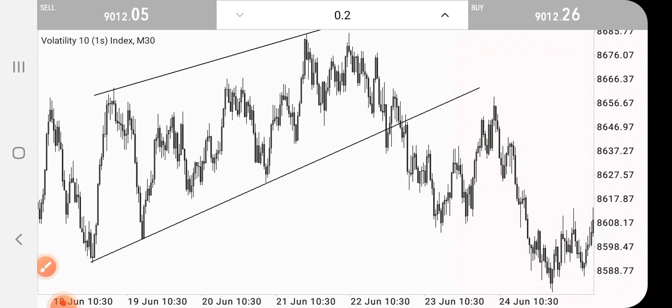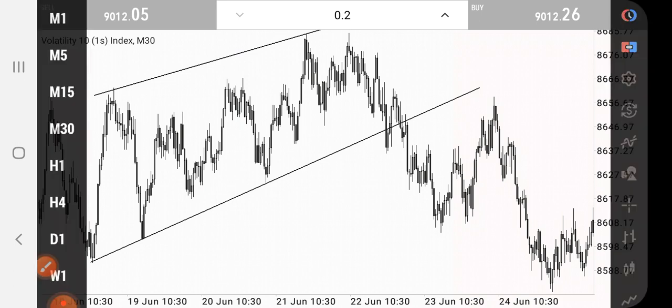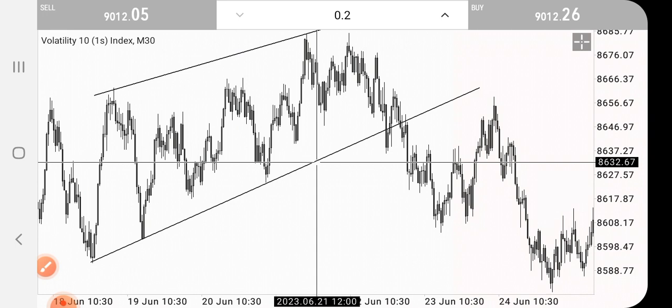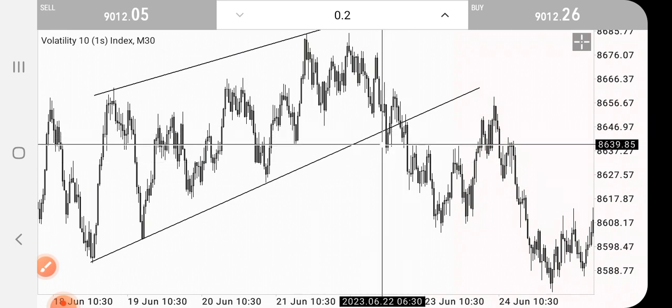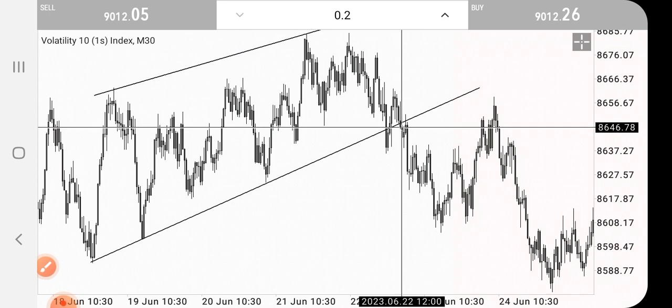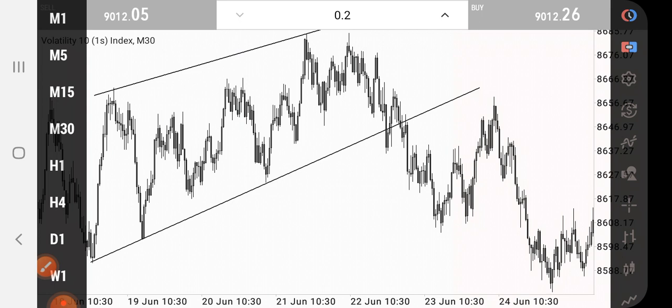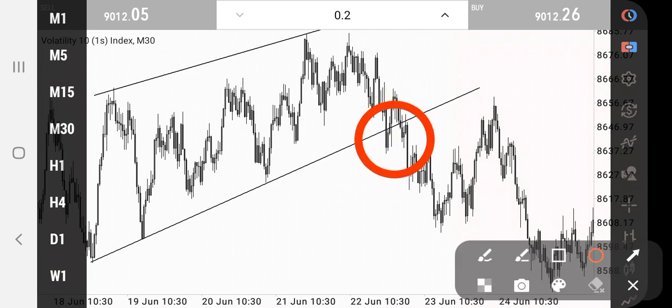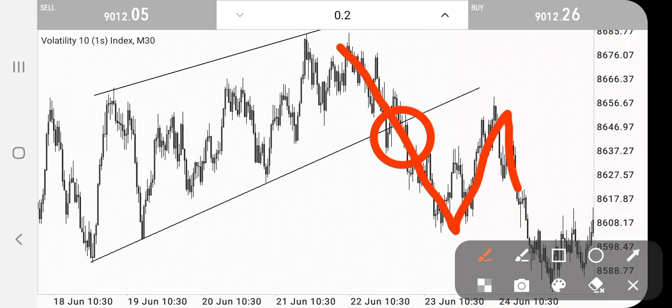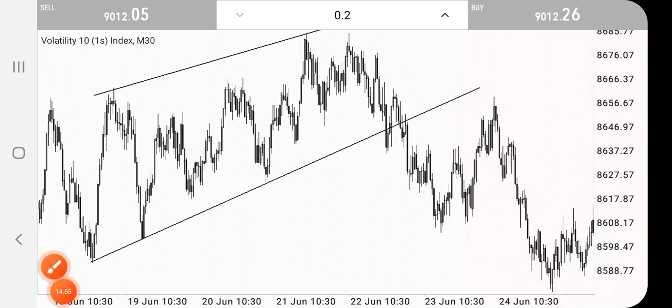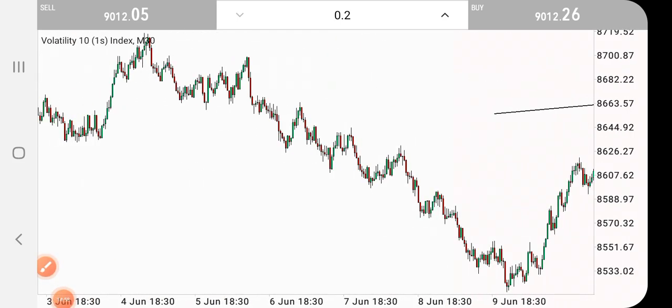You can see whenever the price breaks this area, the lower trend, the price starts going down. You can see here the price broke out here, then we see our price started going down. This is how the price has been moving. So this is how we trade the breakout strategy.